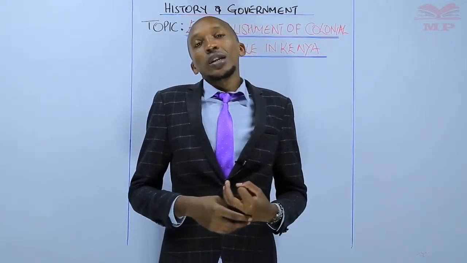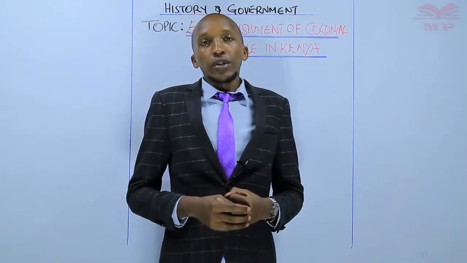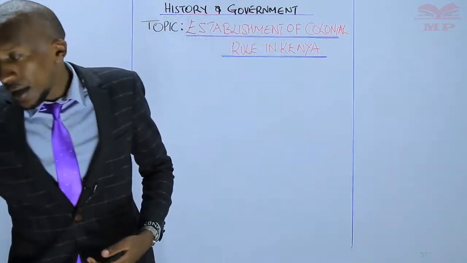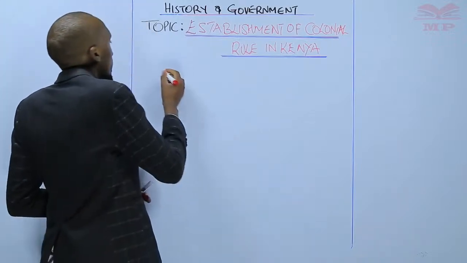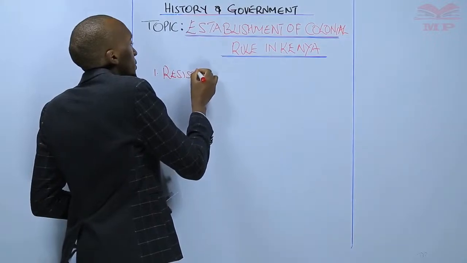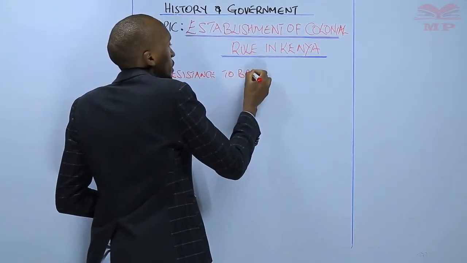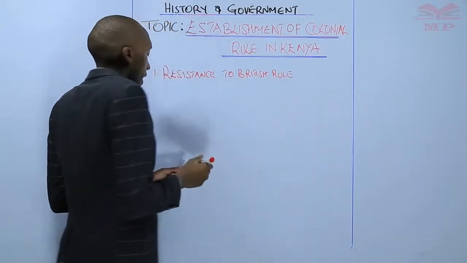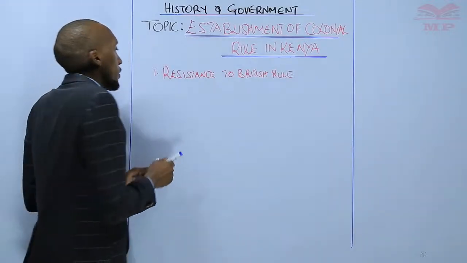Mixed reactions means some were resisting while others were cooperating at the same time. And in our last lesson, we started engaging with resistance as a response. So number 1, we are studying resistance to British rule. That is the subtopic that we are having. And the community that we are studying is the resistance of the Nandi.